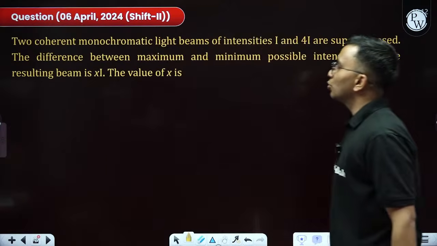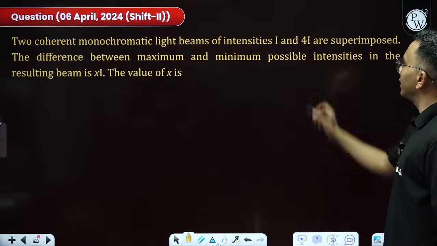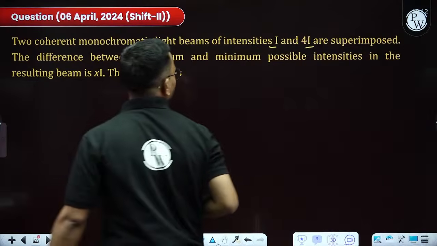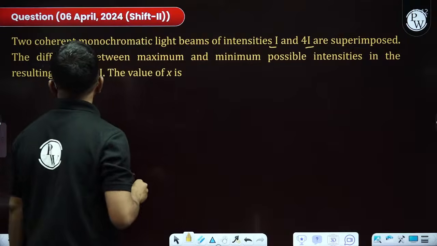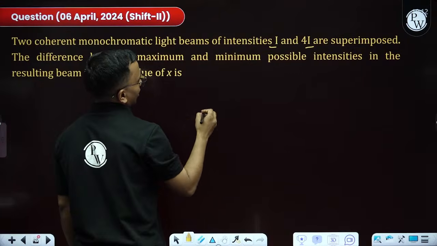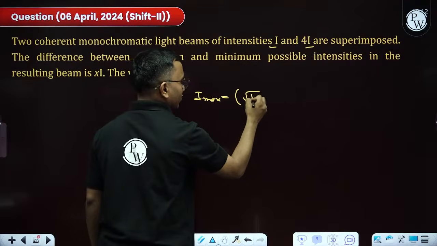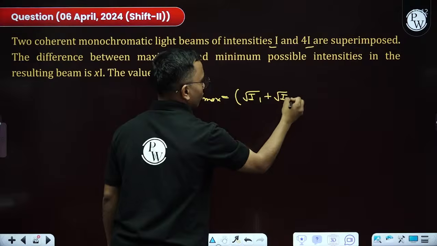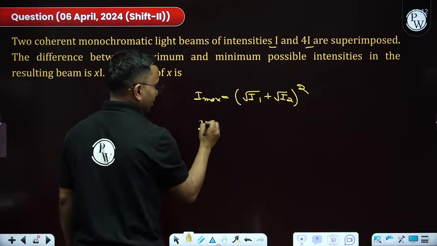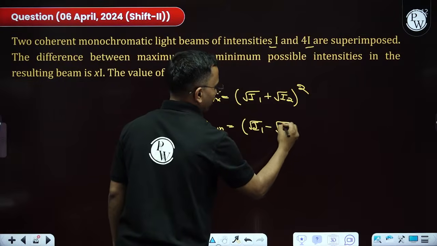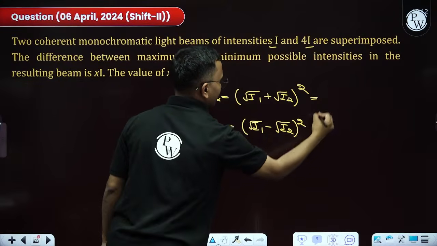Next question. Two coherent monochromatic light beams of intensities I and 4I are superimposed. The difference between maximum and minimum possible intensities in the resulting beam is xI. What is the value of x? What is the maximum intensity? Root of I1 plus root of I2 whole square. What is minimum intensity? Root of I1 minus root of I2 whole square, like this.